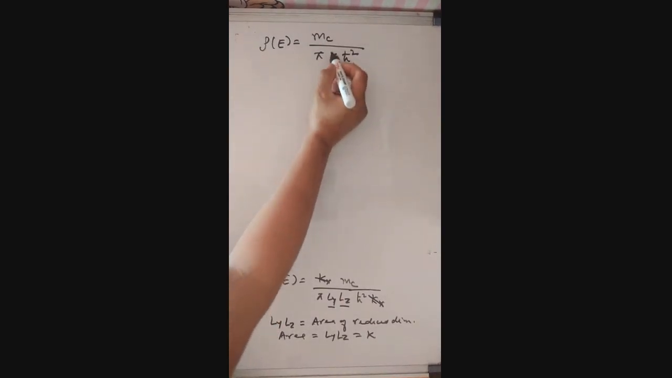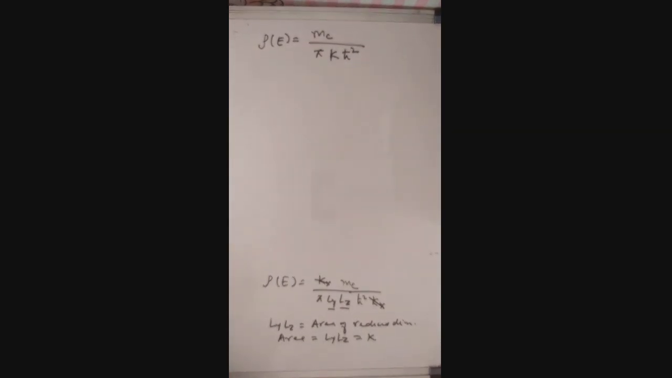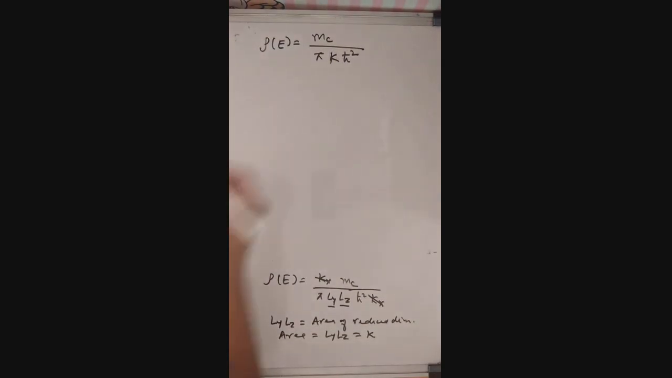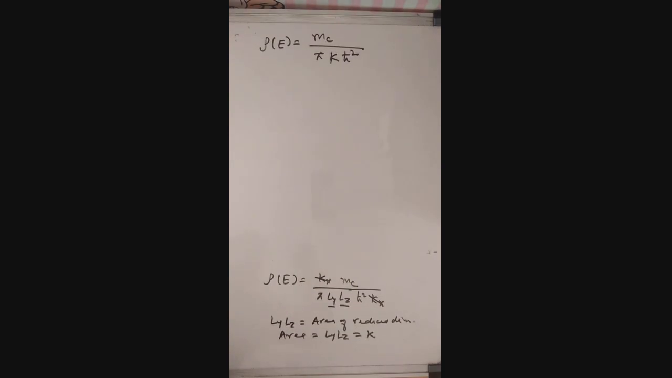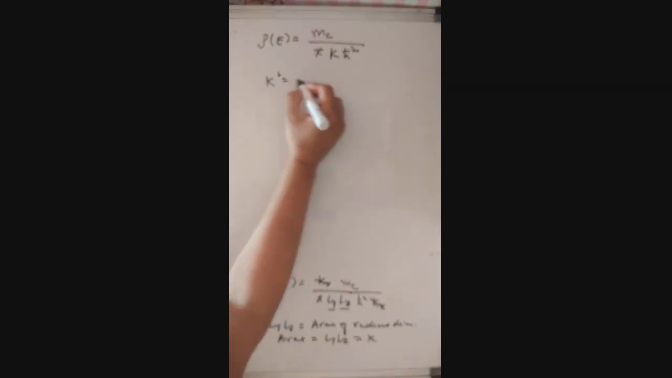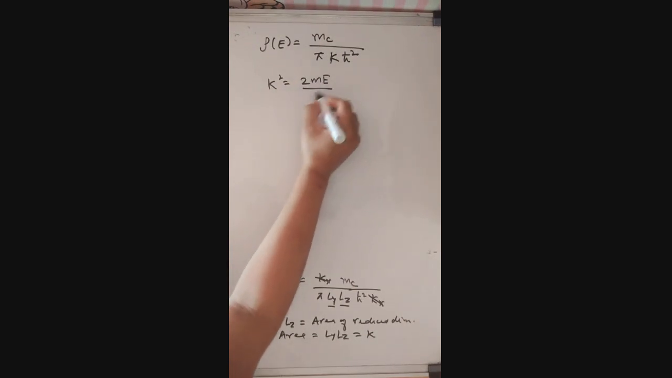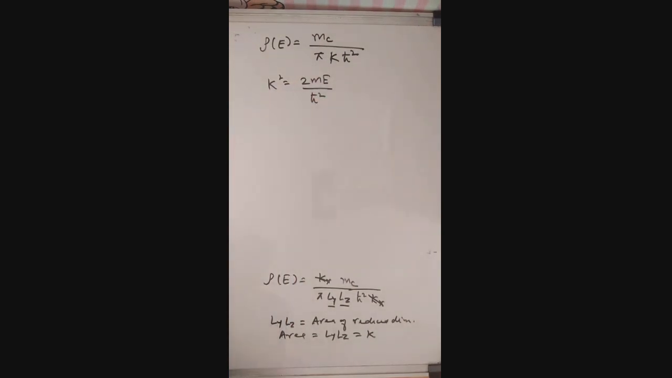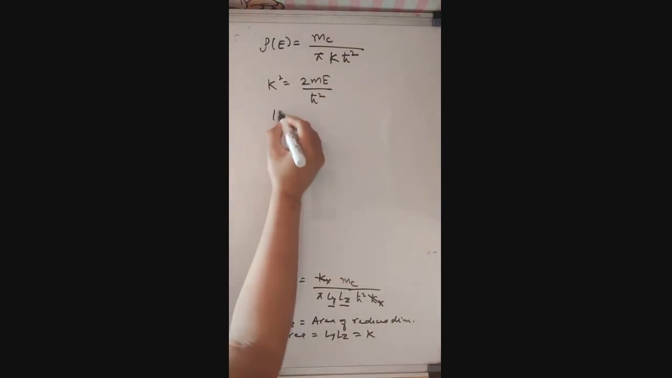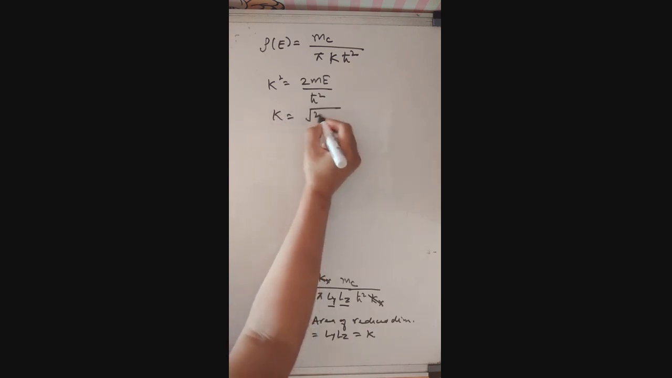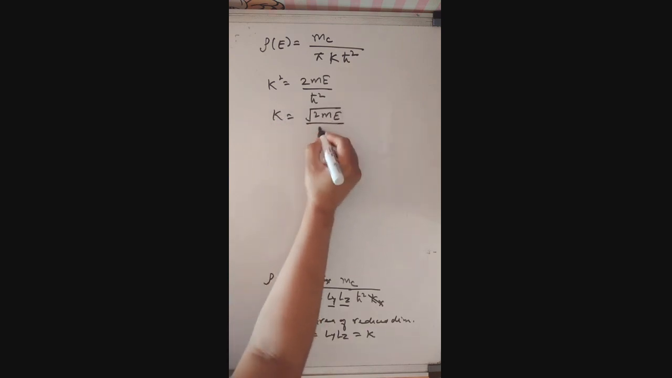Now, if we remember the case of the particle in a box in one dimension, where the particle was allowed to go in the x-axis only, we considered that k square equals 2mE by h cross square. Here we'll be using this value of k. So we find the value of k from here, which is root of 2mE divided by h cross.